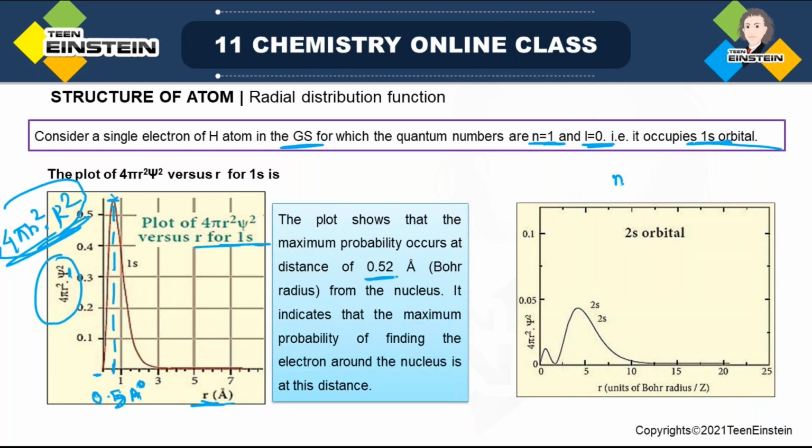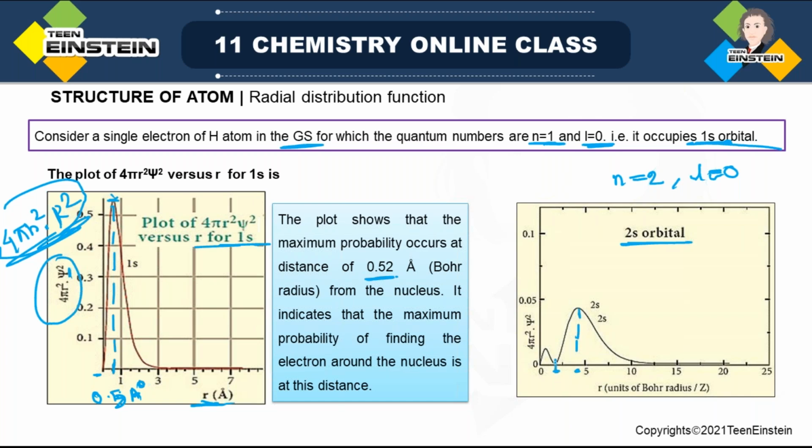Similarly, when n equal to 2, L equal to 0, it is basically the 2s orbital. And now you can see the picture is different. For the 2s orbital, there are two humps. The second hump has its maximum somewhere here. So it looks different. But how to understand the nature of the plot, we will see not in this class, in the next class probably. We will see how to know the nature of the graph, that is, when it will touch 0.